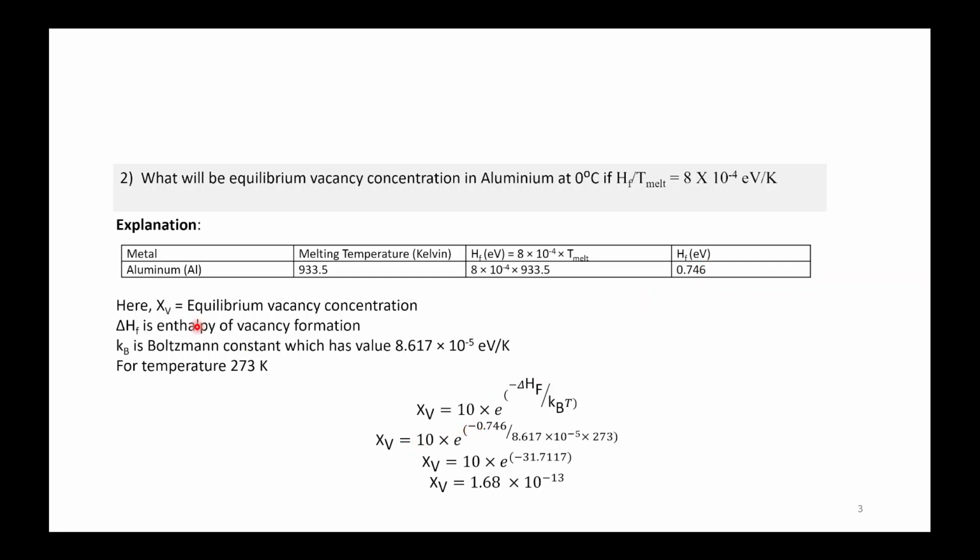Now for the other, the formula will be Xv equals 10 times the exponential of minus delta HF upon kB T. Here HF is your enthalpy of vacancy formation for a single vacancy, and kB is the Boltzmann constant. So you should remember its value for certain numericals if you are given, and temperature is 273 Kelvin, 0 degrees Celsius. Now keeping all these values in the formula, you can calculate it will be around 1.68 multiplied by 10 to the power minus 13.